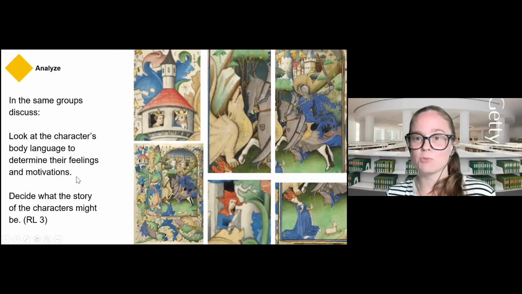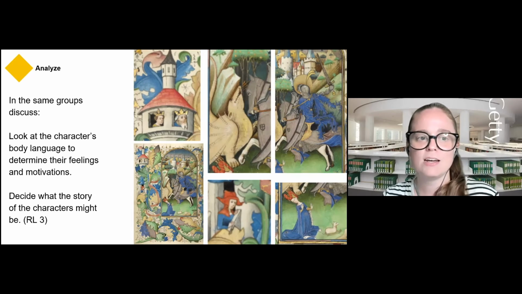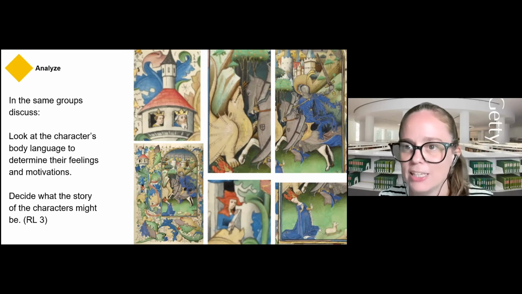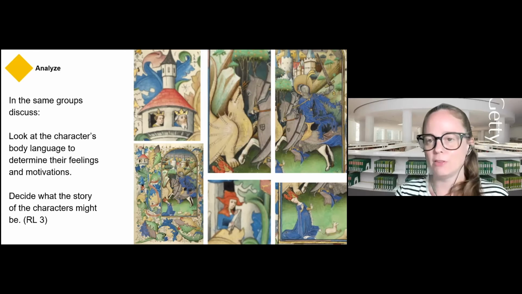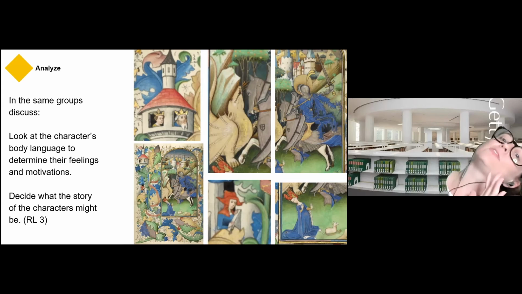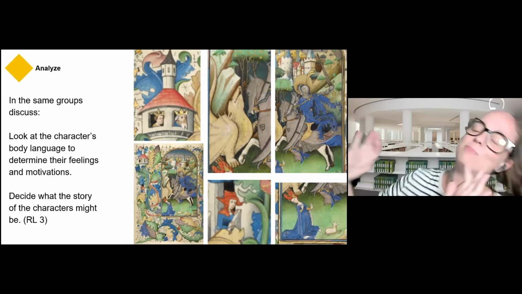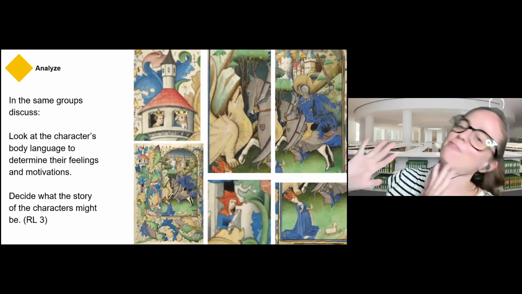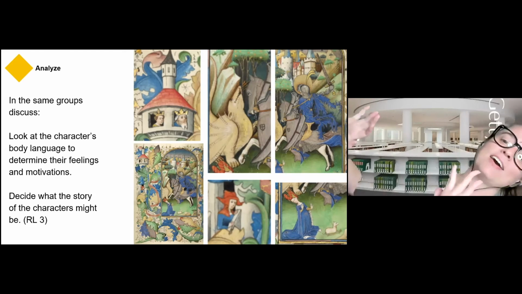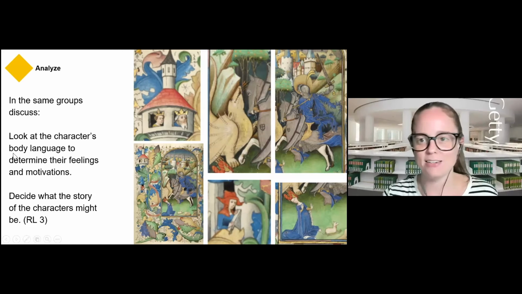So in those same groups for step 2, trying to identify the story, you would zoom in on all of the characters and really look at their body language to determine the feelings and motivations of the characters. For example, this woman in the bottom right, she's sort of curving her back and she's got her hands out. The word that comes to mind for me is forlorn, like she's sort of scared, or like she's about to faint maybe.